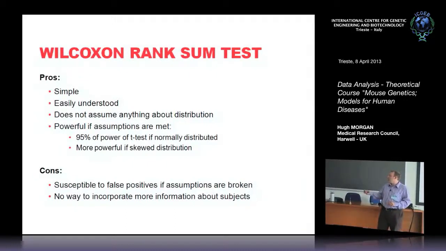The cons are much the same as with the t-test. It's susceptible to false positives if the assumptions are broken. Of course, we've got fewer assumptions because we're not assuming normality, but still we're assuming independence. And again, there's no way to incorporate more information about the subject. I'm still just looking at the male animals here.